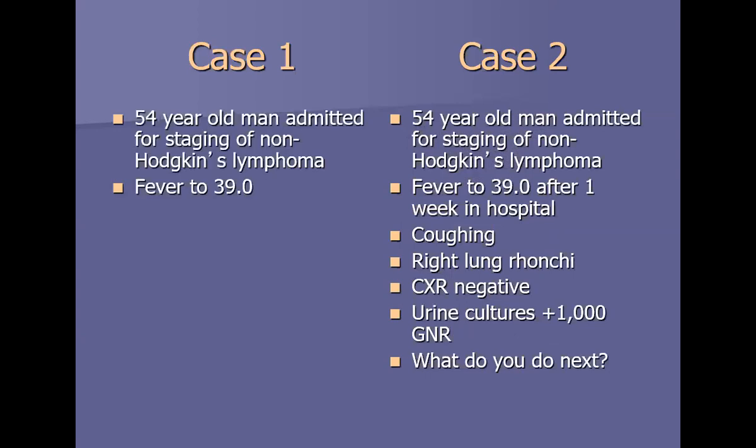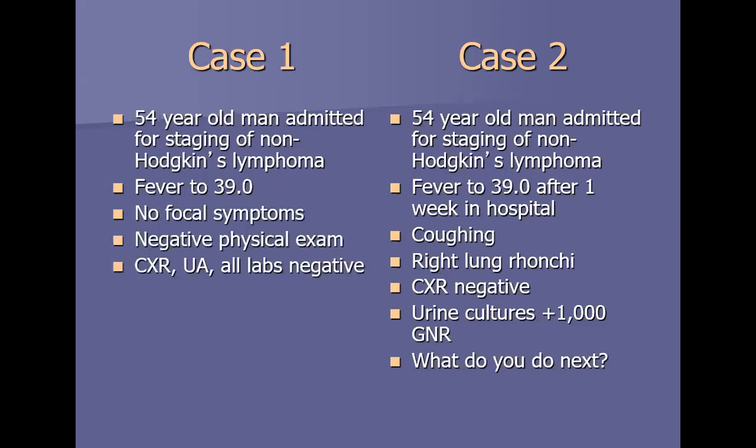So I have two cases, and forgive me, I have it backwards. I have to fix that. They're basically two cases, two different patients, both 54-year-old men, admitted for staging of non-Hodgkin's lymphoma. They both spike a fever to 39 degrees. One is fairly shortly after admission. The other one is a week into the hospitalization. And they have different symptomatology. One of them has no symptoms, and his physical exam and imaging are negative.